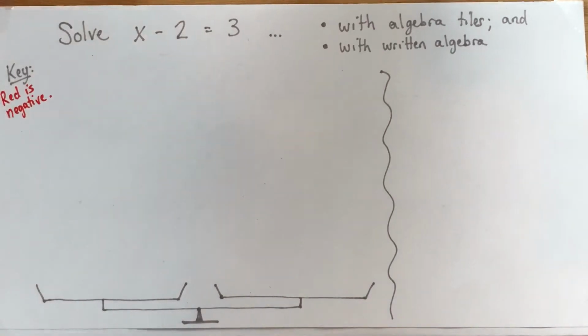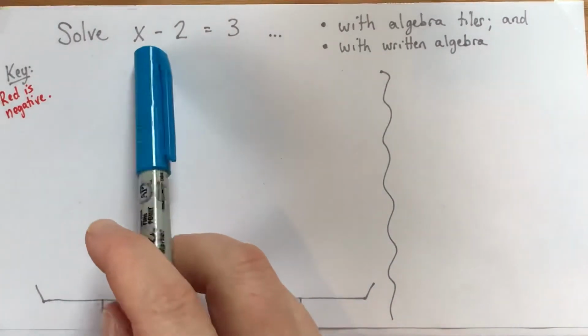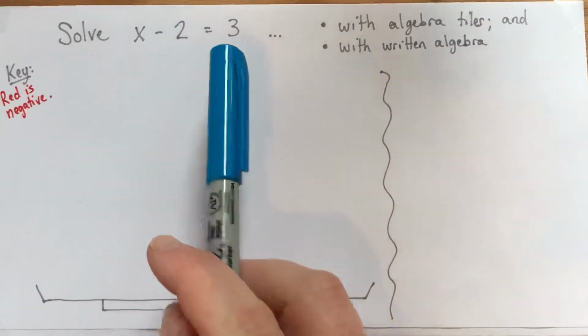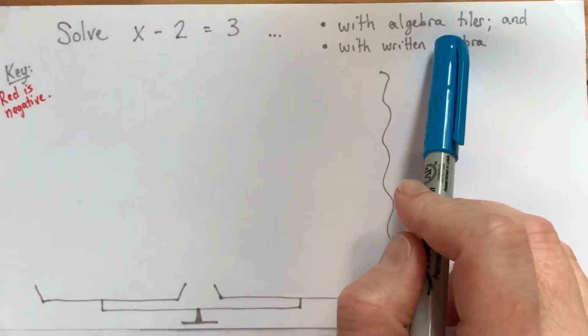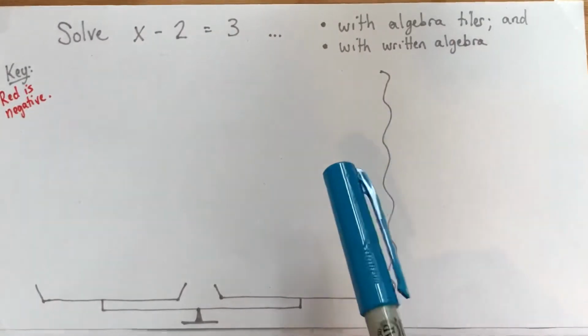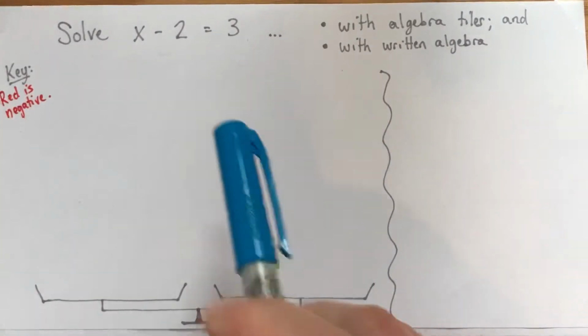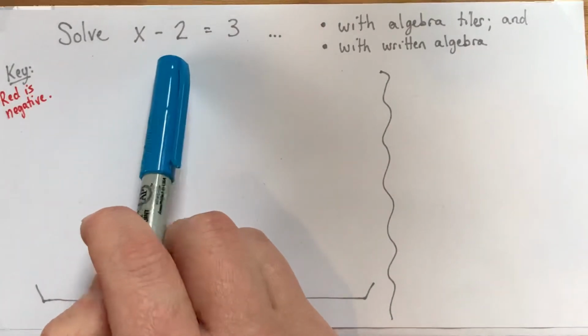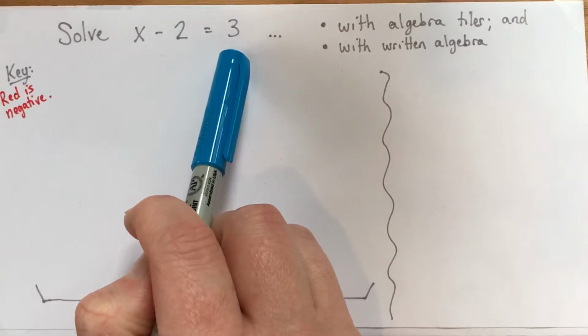In this video, I'm going to show you how to solve a fairly simple one-step equation, but I'm going to show you how to solve it two different ways, with algebra tiles and with written algebra. So we have got this equation. We've got x subtract 2, or x take away 2, equals 3.